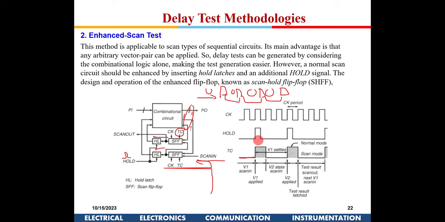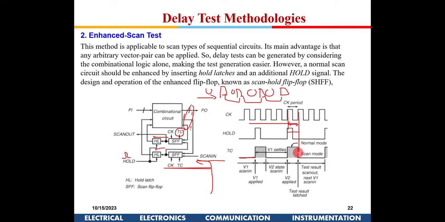From this time, the second time the hold signal has gone high, if you see here, this is matched with the clock period. At this clock period, this data will be available here. TC goes high when the hold goes high, this second test vector is captured here and TC is also going high. That means it has come into normal mode of operation, and till this edge it will remain in normal mode. Within this period it has to compute and get captured. Is this constraint clear? This has to be one clock period.